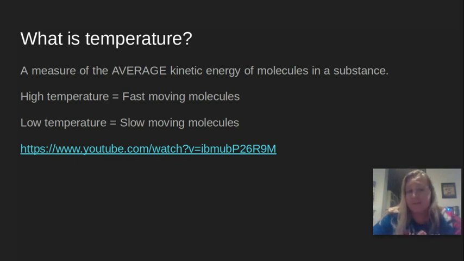So what that means, remember, kinetic energy, that's the energy of motion. So we're talking about how fast molecules are moving. So temperature tells us on average, one molecule in this substance is moving this fast. So when something has a high temperature, that means it has fast-moving molecules. When something has a low temperature, that means it has slow-moving molecules. So temperature directly describes how fast molecules in a substance are moving.